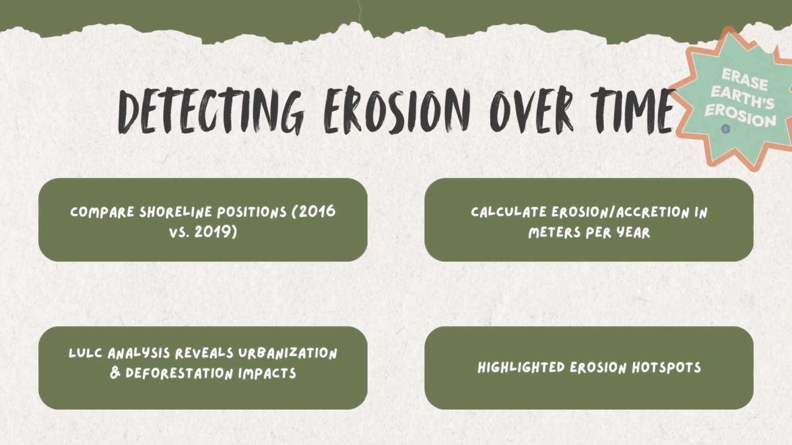Detecting erosion over time. We compared shoreline positions from 2016 and 2019 to measure how much erosion or accretion occurred. Erosion rates were calculated in meters per year. We also conducted land use and land cover analysis, which revealed that urban development and deforestation contribute significantly to shoreline retreat.